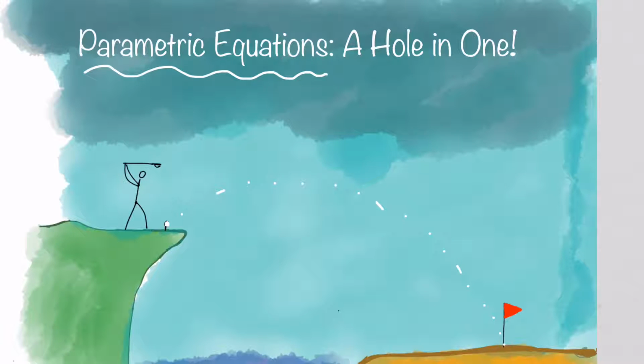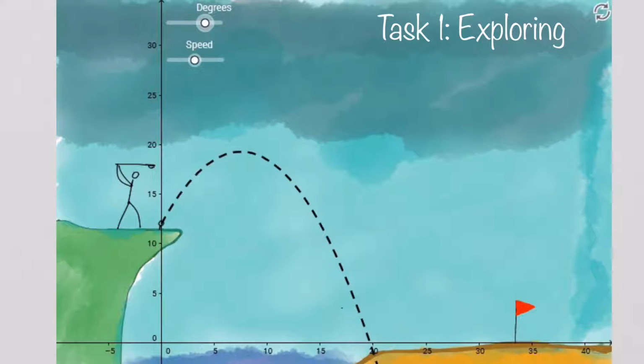This exploration will be broken up into 5 tasks. On the first task, we can use the sliders at the top of the applet to adjust the angle of the hit and the speed of the hit. As we do so, we'll see that black parabola move back and forth and change its shape. In this part of the activity, we're simply trying to get a feel for how changing these pieces of information, these inputs to our equations, might affect the path of the ball.